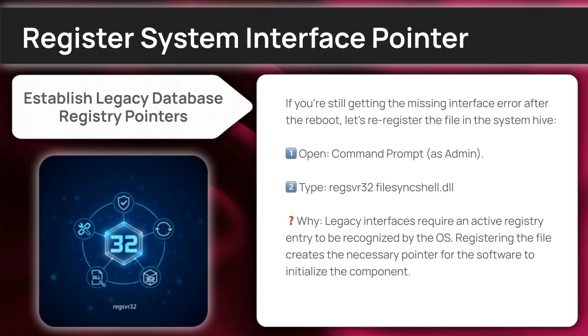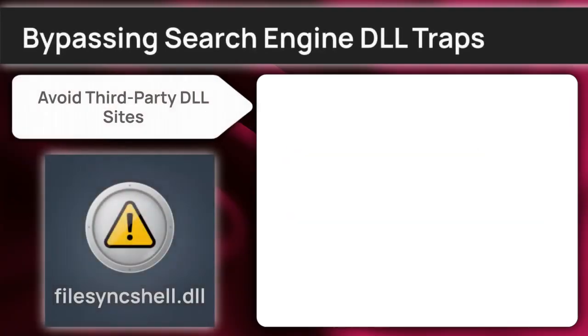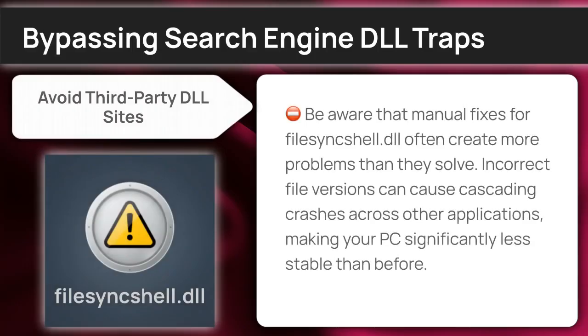Why are we doing this? Well, legacy interfaces require an active registry entry to be recognized by the OS. Registering the file creates the necessary pointer for the software to initialize the component. For a clean and stable recovery, it's important to stay within verified developer ecosystems. Protect your digital environment by ignoring unofficial download links for file sync shell library DLL that could lead to identity theft or the permanent loss of sensitive project files.